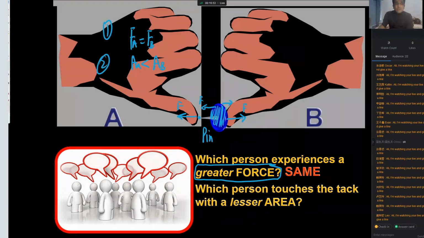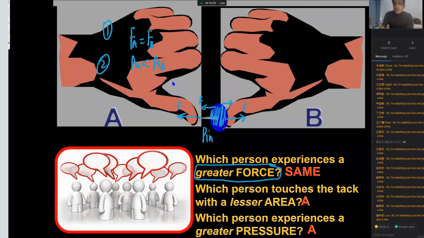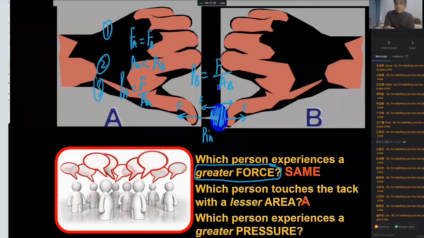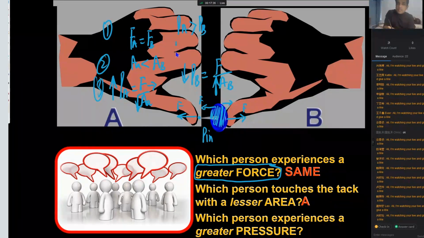Now the last one. Which will experience more pressure in this case? You will simply say PA is equal to F over AA, and PB is equal to F over AB. But in this case, this area is small and this force is the same, so this P has to be greater. But AB is bigger, which means this one has to be smaller. So in this case, we will say PA is greater than PB because the area of A is smaller than the area of B. This is what you can conclude from here.